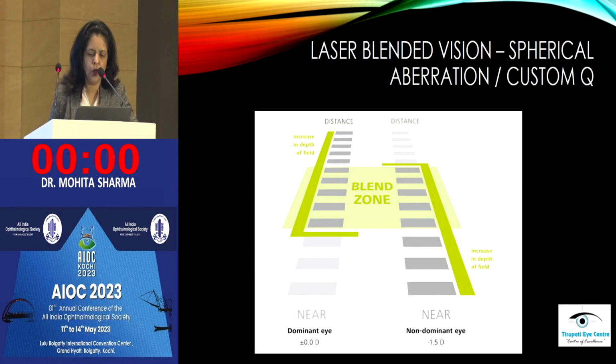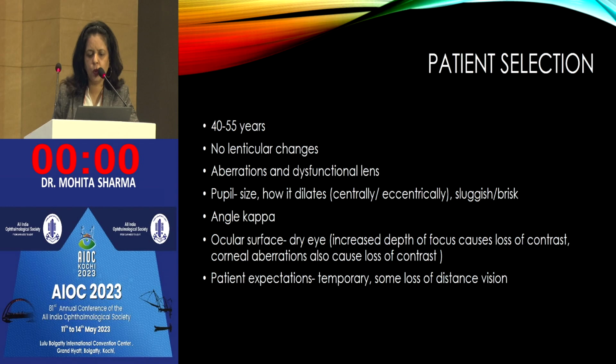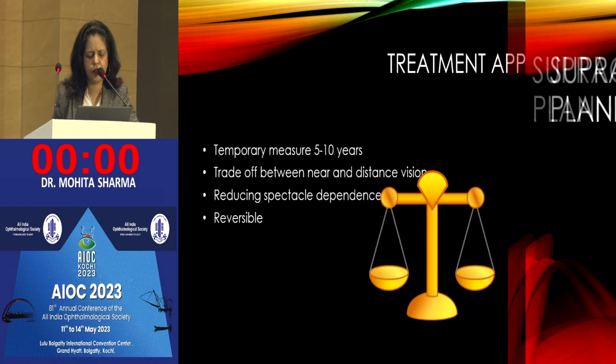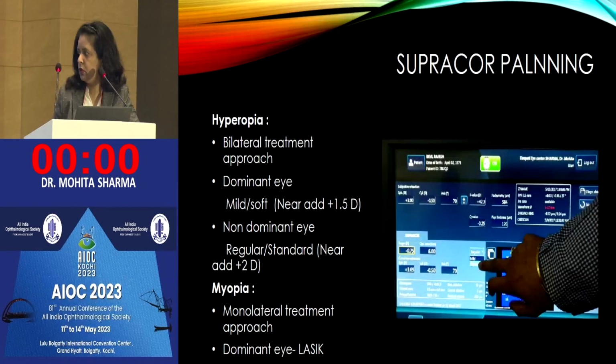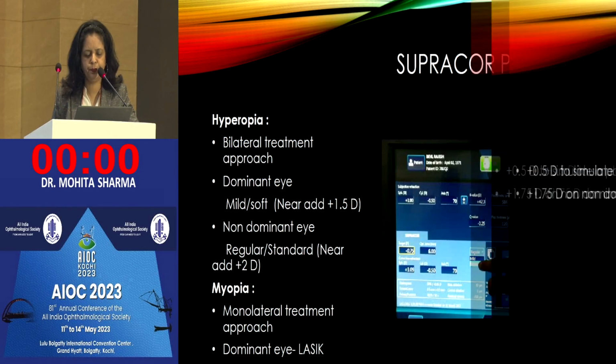Out of these, one procedure which works on a little different principle is the PresbyOnd, which is a laser blended vision. It basically plays with spherical aberrations, and there is an alteration in the spherical aberration which is responsible for near vision, and this is combined with a micro monovision. So we can skip these patient selections, etc., because I think time is over.